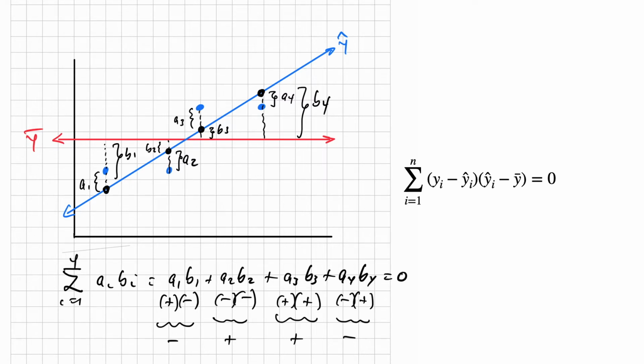Now, it may not be obvious from this graph that the sum of the cross products is equal to zero, but it can be shown algebraically that that is the case. But I wanted to show you this graph because this is, at least graphically, what it is telling us.